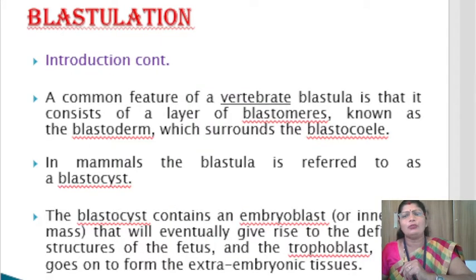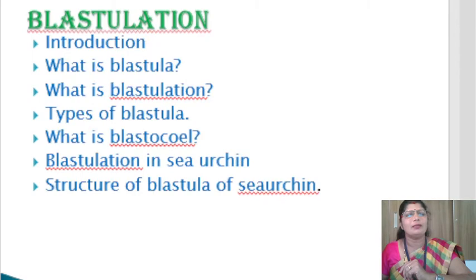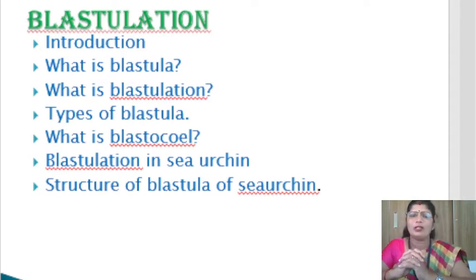So here, coming to the different types of blastula. Today we will be discussing the introduction: what is blastula, what is blastulation, types of blastula and what is blastocyst. There is a difference between blastulation and blastocyst. Blastocyst is a cavity in the blastula which is filled with fluid. This fluid will have mucopolysaccharides.